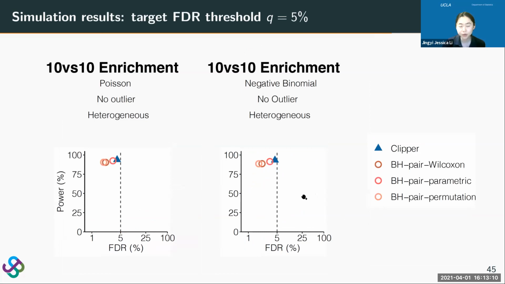So last comparison for 10 versus 10. Here we compare against the Wilcoxon rank sum test, the parametric test that assumes the correct distribution, Poisson or negative binomial, and the permutation test. And we see that in this case, all the methods are doing reasonably, but still we are not inferior in power, which is very good.